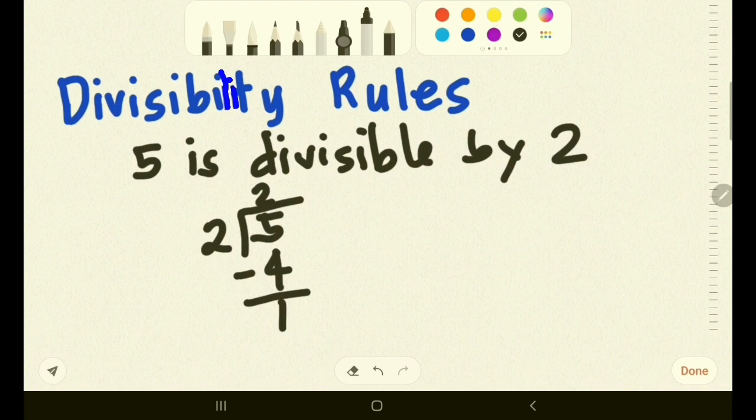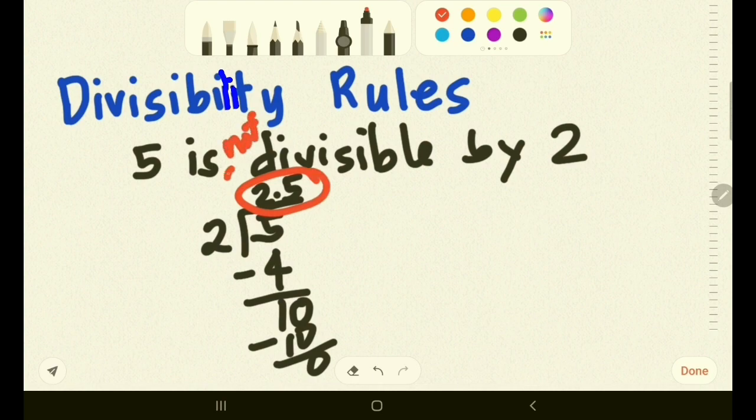If we continue, we place a decimal point here and add 0. 10 divided by 2, that is 5. 5 times 2, that's 10. 10 minus 10, that's 0. So we're done. Since their quotient is 2.5, meaning 5 is not divisible by 2. That is the meaning of divisibility.